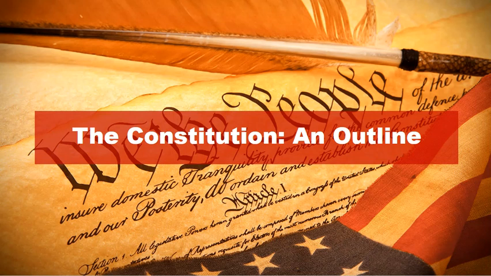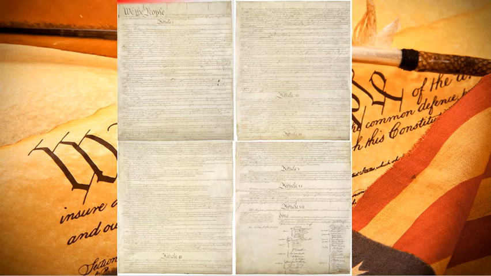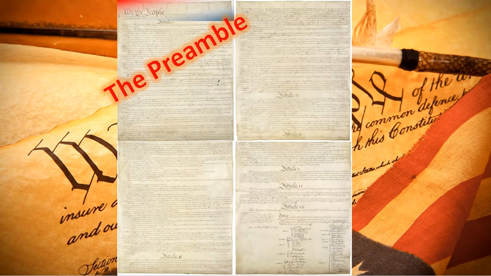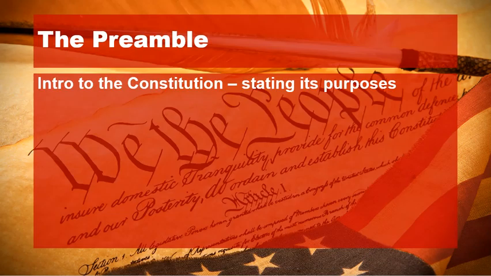So I'm going to give you a quick little outline of the Constitution before I go over the six big ideas. First off, we begin the Constitution with its introduction, also known as the preamble. And with the preamble, it goes over the purposes of what the Constitution is intended for, and basically saying what it's going to do to correct the problems with the Articles.